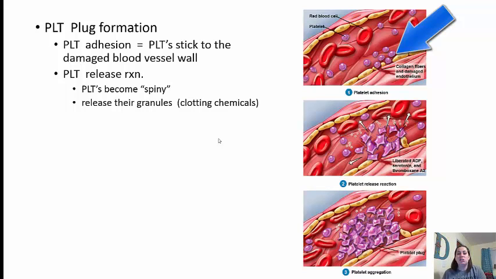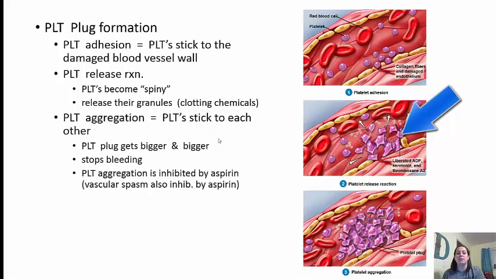Now, when the platelets do this, they are going to release some chemicals that are going to cause a type of reaction to take place. The platelets will actually start to become spiny, which you can see in picture number 2. When they become spiny, they release their granules, and these are those clotting chemicals that are going to start the process of creating a blood clot.